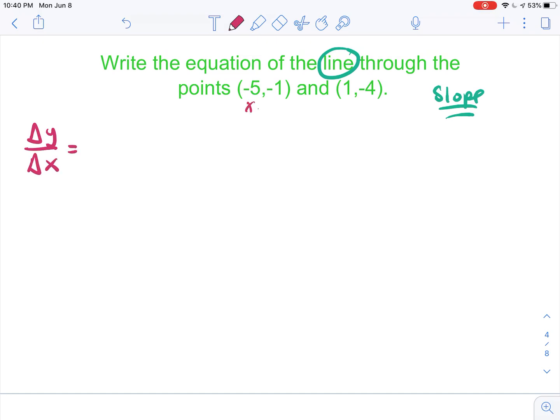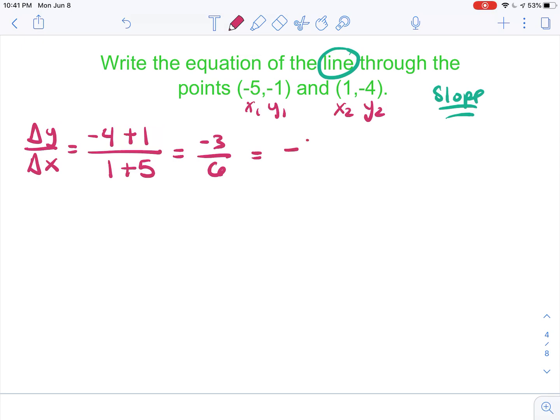Okay, so my slope, change in y over change in x. So x1, y1, x2, y2. We have negative 4 minus a negative 1 all over 1 minus a negative 5. Notice when I say minus a negative, I do turn that into positives. So this becomes negative 3 over 6. So we get the slope is negative 1/2 in its most reduced form.